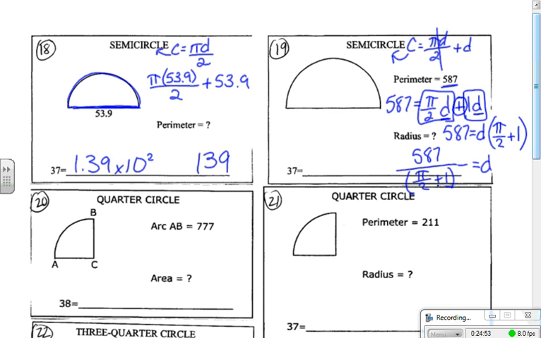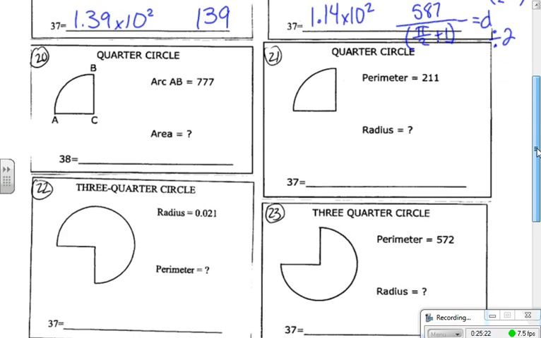But since we don't just want the diameter, we want the radius, we have to then divide by 2. So in your calculator, you would just do divide 2, and that will get us an answer then of 1.14 times 10 to the second. You can move your decimal over twice and end up with 114. A little bit more complicated version, but it came from one of the tests later on in the school year.